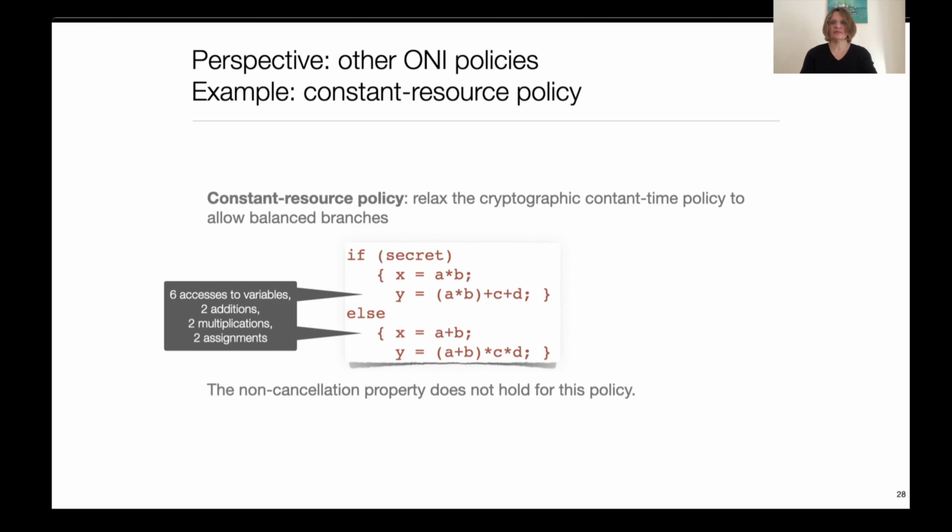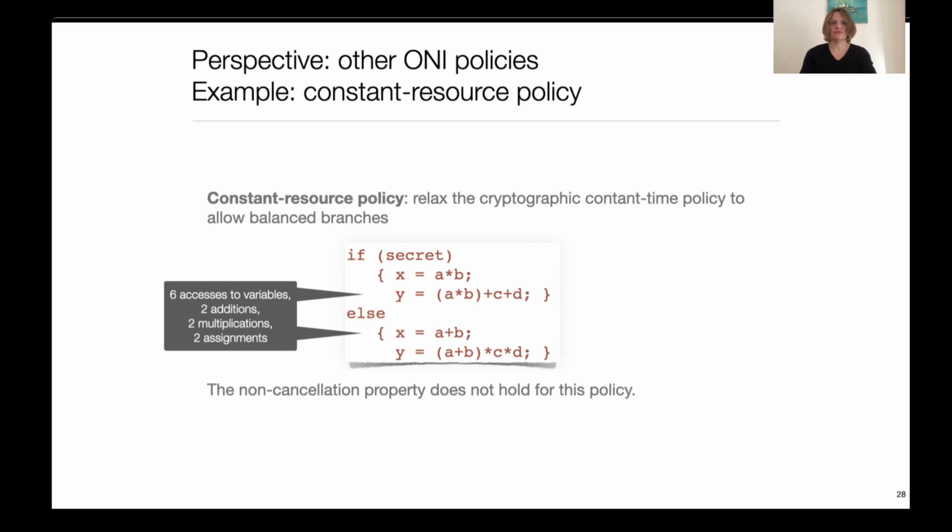Unfortunately, the non-canceling property fails for other policies, such as the constant resource policy that we are currently studying. This policy defines a notion of resource consumed during the execution of a program. More precisely, we compute a number of primitive operations, and we say that a program is constant resource when this number does not depend on secrets. So this constant resource policy states that an attacker capable of measuring the resource consumed during a program execution cannot deduce any information on the secret of the program.